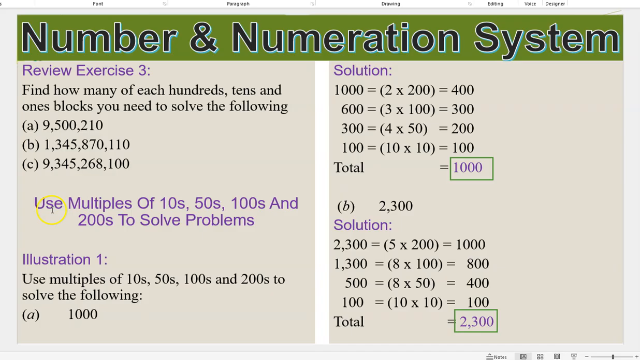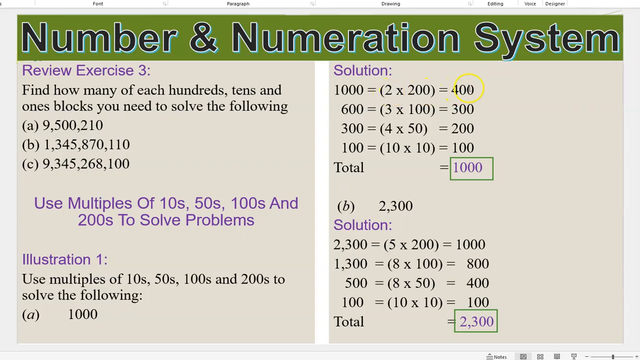Next, we are going to use multiples of tens, 50s, 100s, and 200s to solve problems. Illustration 1. Use multiples of 10, 50s, 100s, and 200s to solve the following. So first question, we have 1,000. How many 200s do we need? So we need 2 of 200.